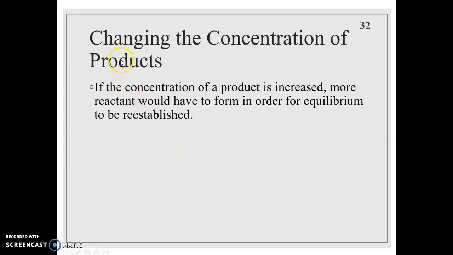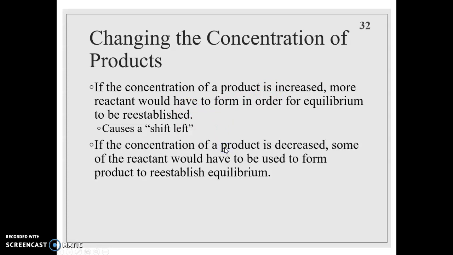If you play around with the concentration of products, so if you increase the concentration of a product, that makes you have too much product. That means some reactant will have to form, so that's going to cause a shift left. If you decrease the concentration of a product, then some of the reactant would have to be used up to form more product to reestablish equilibrium. So that's going to cause a shift to the right.